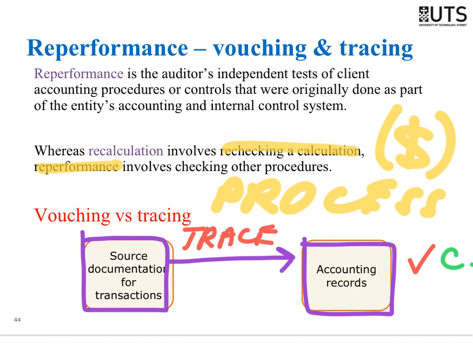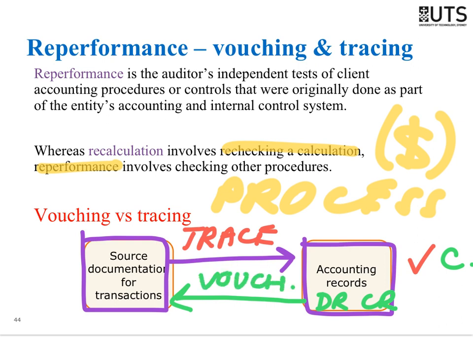Now, the other type of procedure you can do is the opposite direction. You can start at the debit or credit. You can start at the journal and then match it backwards to the original supporting documentation. You can match it back to the sales invoice, or you can match it back to the original sales order. Ladies and gentlemen, that process is called vouching.